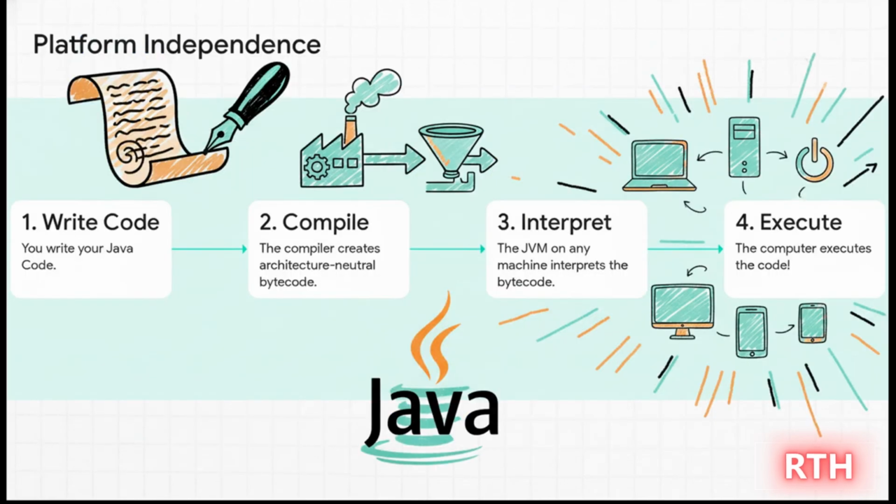And here's how that whole process plays out. You write your Java code, then the compiler takes it and turns it into a special intermediate language called bytecode. Now, this bytecode file is architecture neutral, meaning it doesn't belong to any one system. It needs the JVM on a machine to read it, interpret it, and then translate it into instructions that specific computer, be it a Mac or a PC, can finally understand and run.